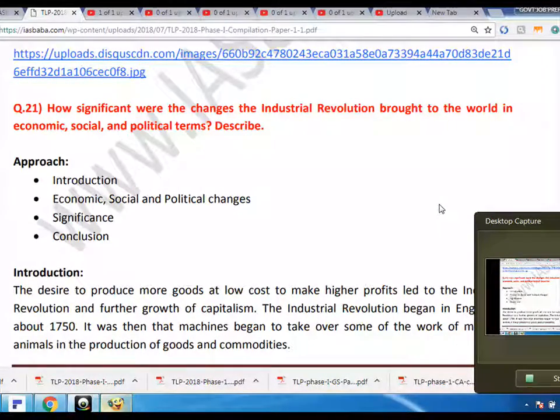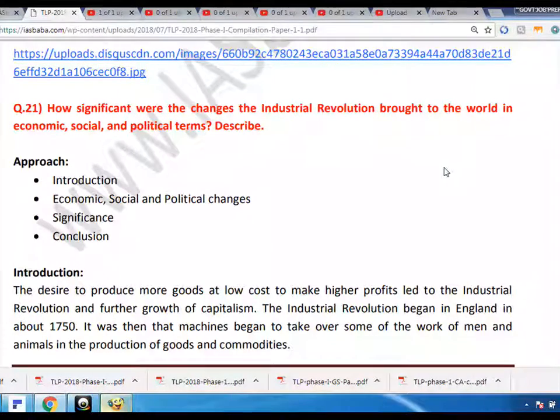How significant were the changes the Industrial Revolution brought to the world in economic, social, and political terms? Describe. Approach: Introduction. Economic, social, and political changes. Significance. Conclusion.